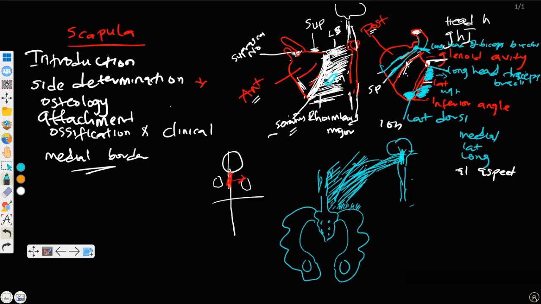This crest of the spine, which is the posterior border, has two lips. It has the lower lip. This is the lower lip. And it has the upper lip. This is the upper lip of this crest of the spine.